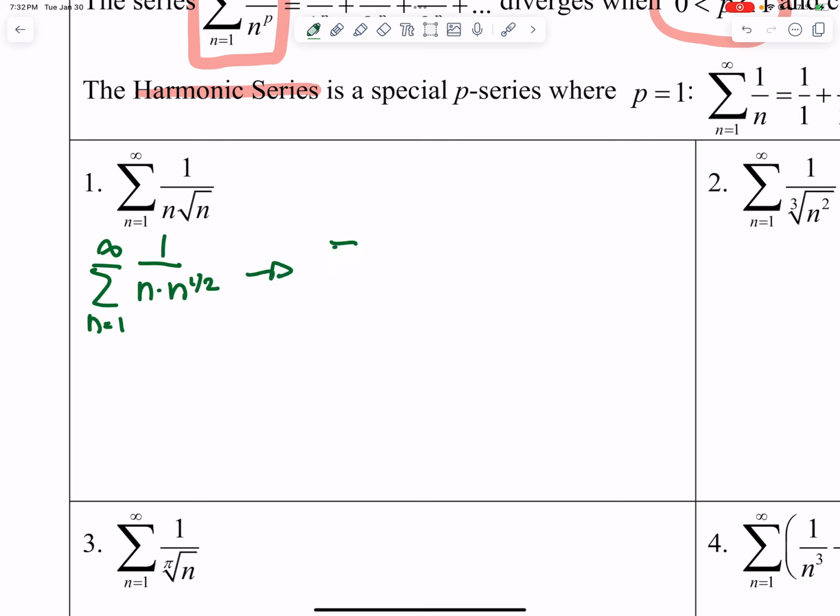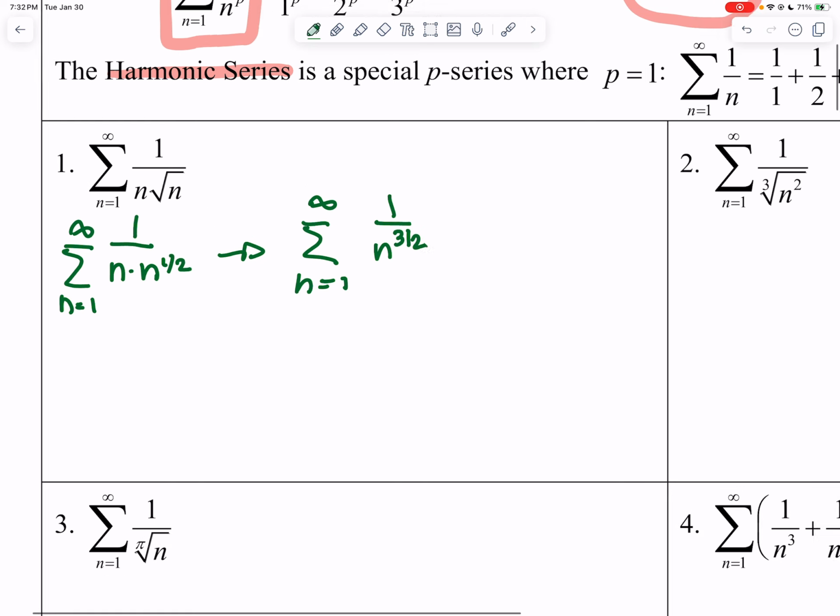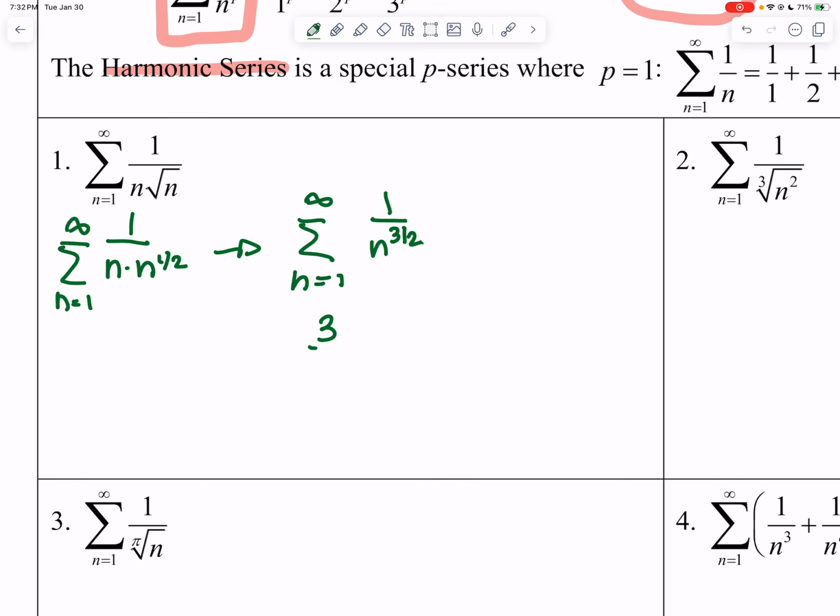Okay, this can be rewritten as the sum from n equals 1 to infinity, and then this is going to be equal to, let's see, 3/2. Because I have 3/2 right here, this tells me that the series will converge because it is greater than 1. The series will converge by the p-test.